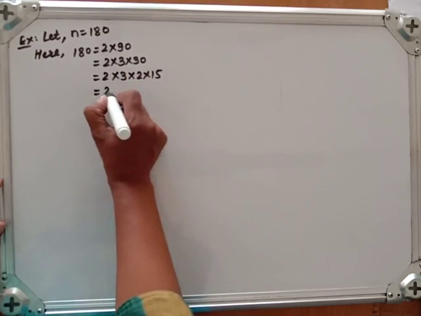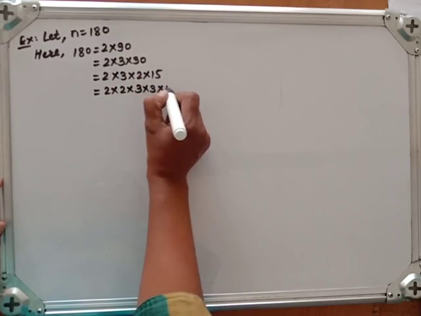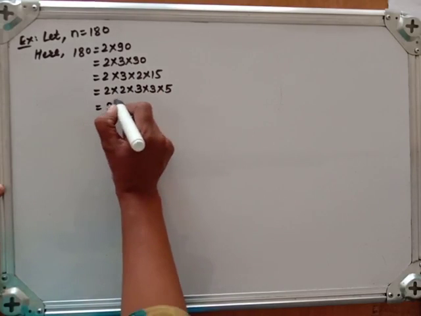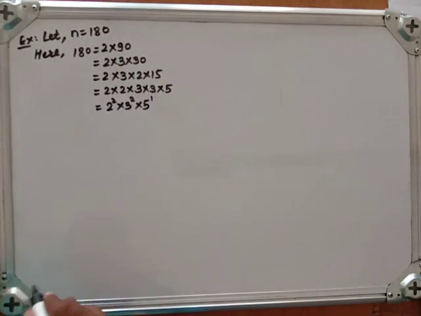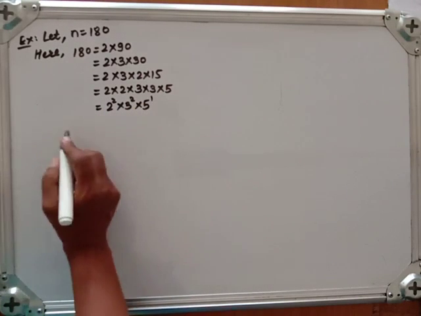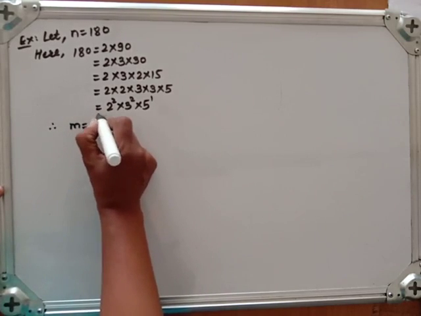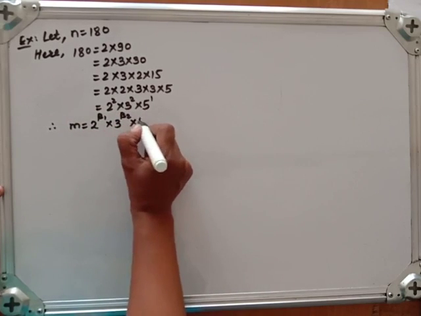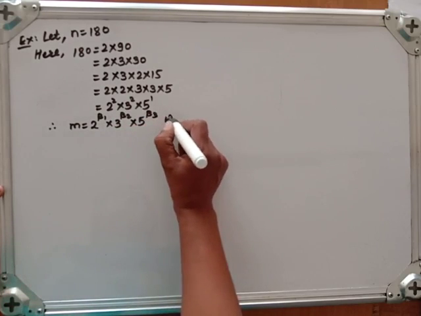So it will be 2 into 2 into 3 into 3 into 5. I had taken this 2 before. Fine. So that is the same as 2 square into 3 square into 5 raised to 1. So the alphas are 2, 2 and 1, or you can say betas also. Therefore m equals 2 raised to beta 1, 3 raised to beta 2 and 5 raised to beta 3.